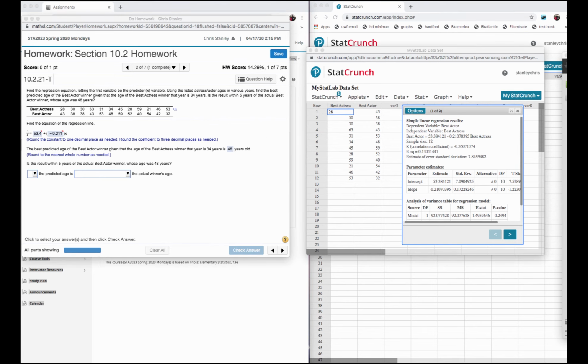Okay, is the result within 5 years of the actual best actor's age? It was 48. So we're looking at that one right there, 34. What was the prediction? 46. Is 46 within 5? Yes. That's all they're asking. It's 5 years or less from.